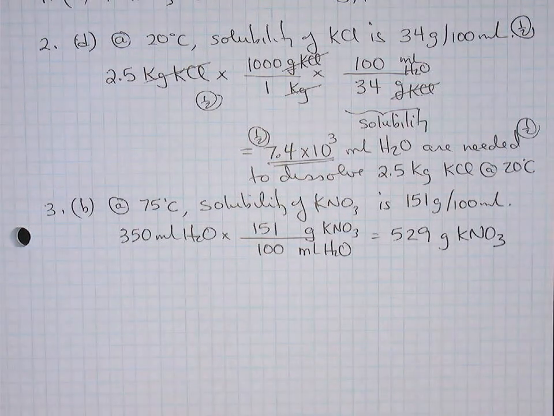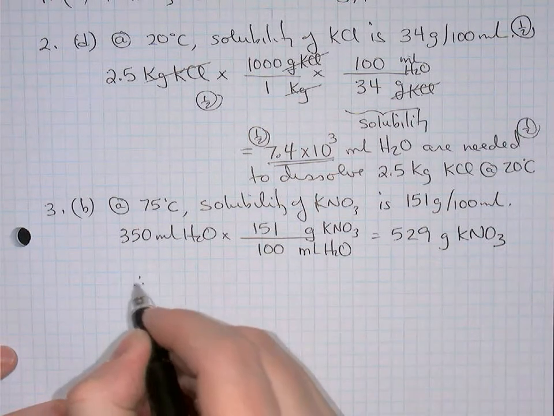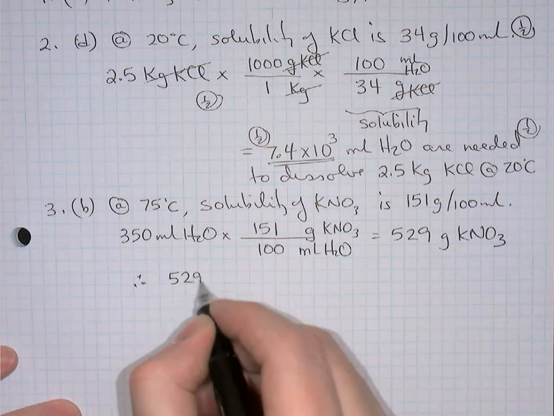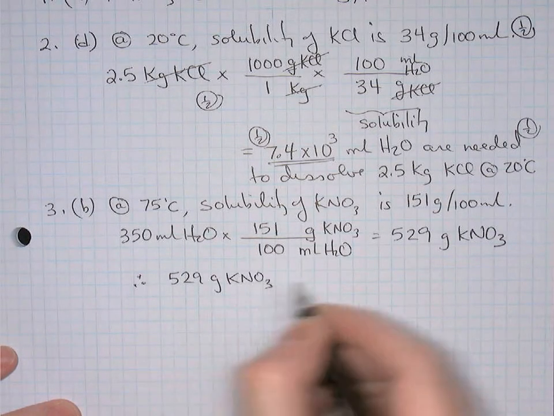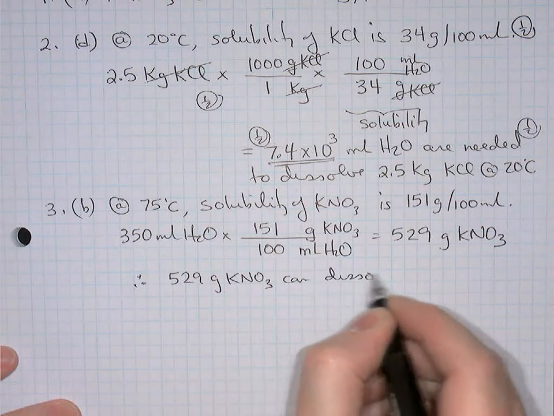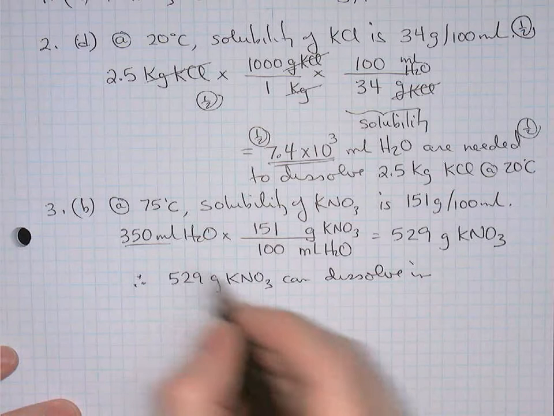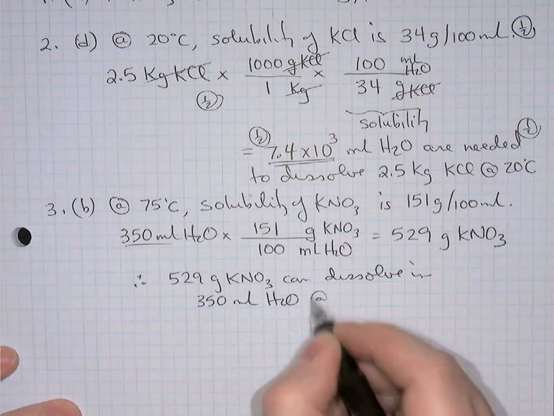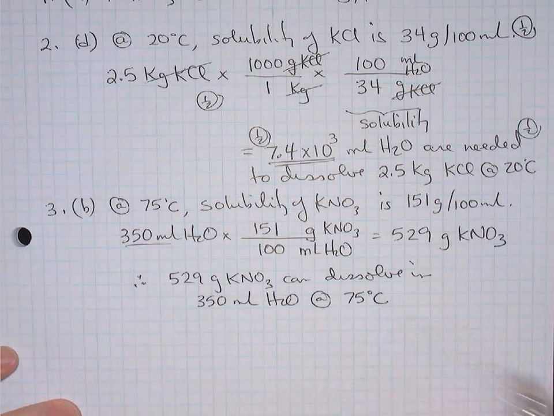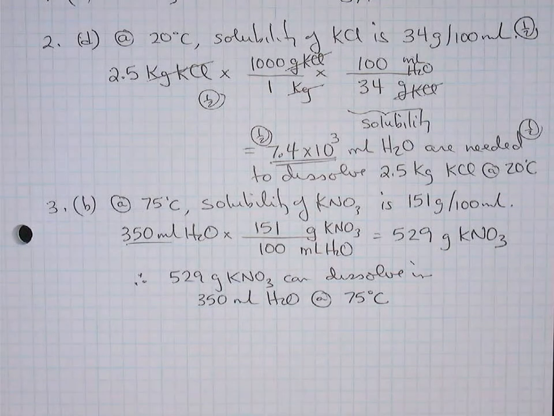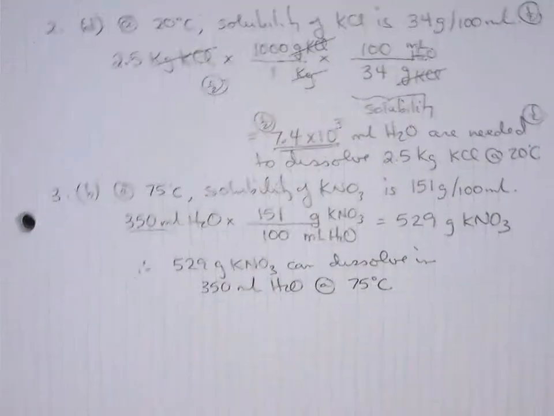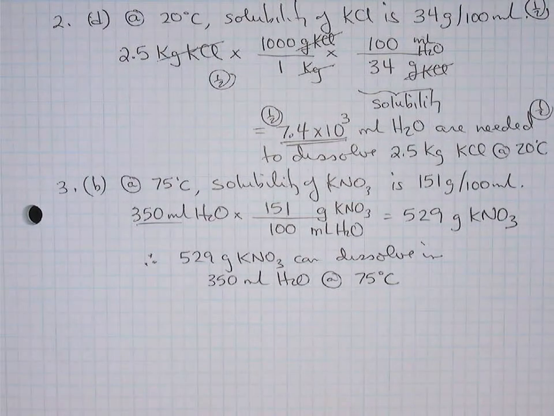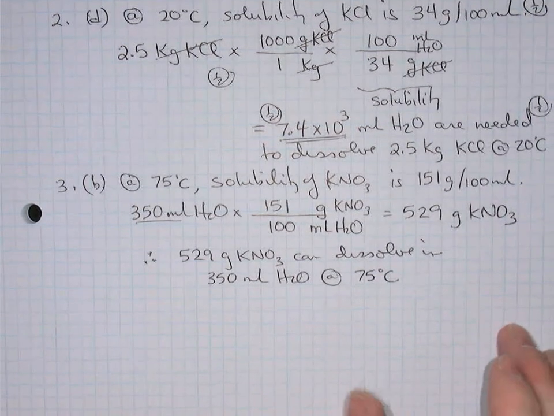And then a little statement to go with that, 529, so therefore, that's what 3 little dots like that means, therefore 529 grams of potassium nitrate can dissolve in 350 milliliters of water at 75 degrees Celsius. So those three questions were just a review of things that we'd already done. And again, it's important not just to get the right answer, but to show your work in a neat way like that with those four basic parts to the answer.